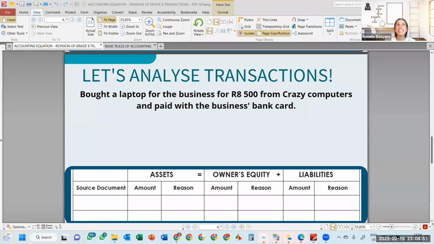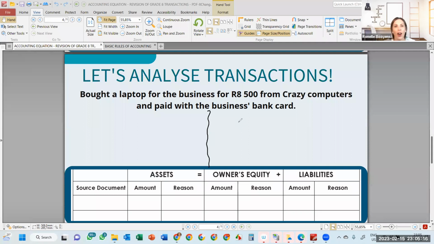And often I say that if students understand this one, then they understand the accounting equation. Let's go and have a look. This transaction says, bought a laptop for the business for 8,500 Rand from Crazy Computers and paid with the business's bank card. So there we acquired or bought a laptop for the business.